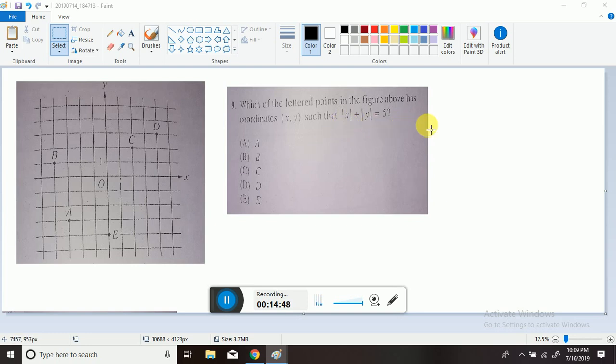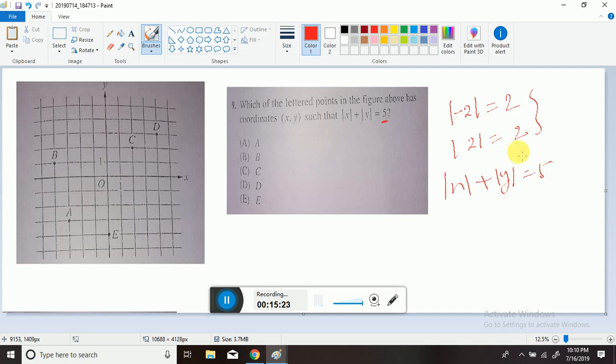First of all, we need to know the concept of this modulus sign. Modulus sign means whatever the number inside the modulus, we will always get a positive output. That means modulus of -2 equals 2, and modulus of 2 is also equal to 2. There is no change. The output is always positive. First of all, we need to know that. So now the sum of two numbers should be 5, because modulus of x plus modulus of y equals 5.